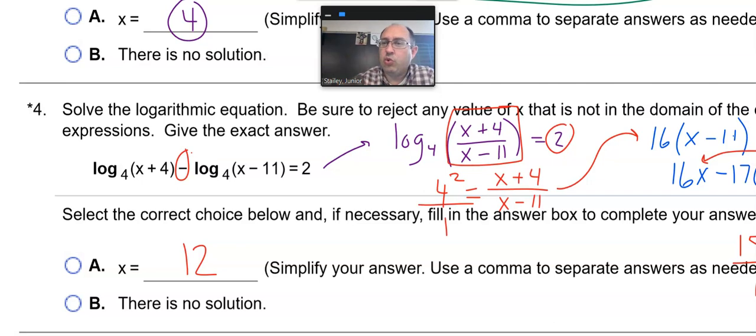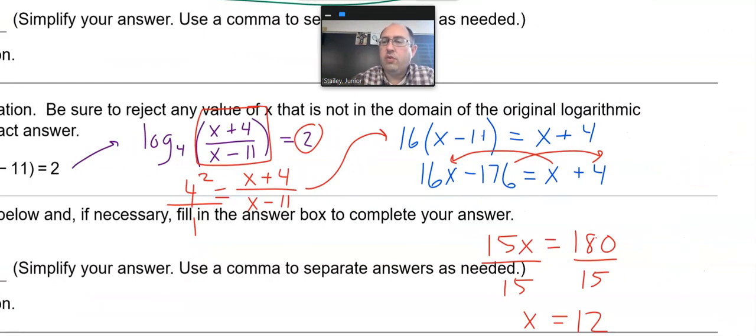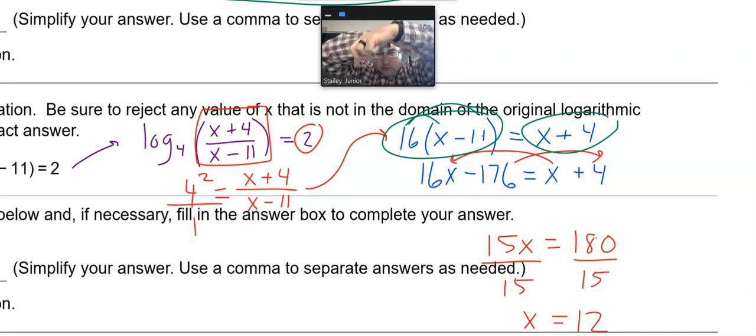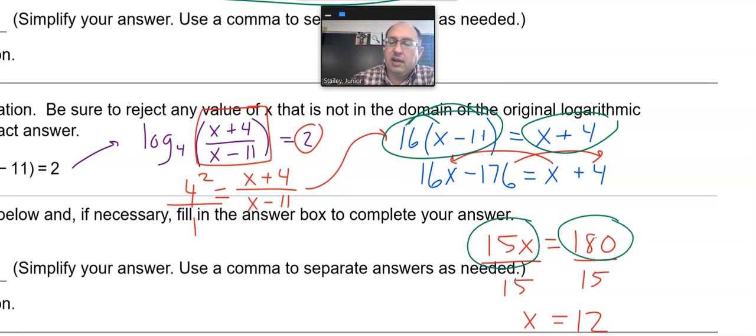Cross multiply. That's right. Good call. Cross multiplication. So we cross multiplied, right? 16 times x minus 11 and x plus 4 on the other side. Of course, we're going to distribute the 16, which gives me 16x minus 176. And then we start pushing the variables and the constants to the opposite sides. And that gives me 15x on the left and 180 on the right. Little division, we end up with 12.